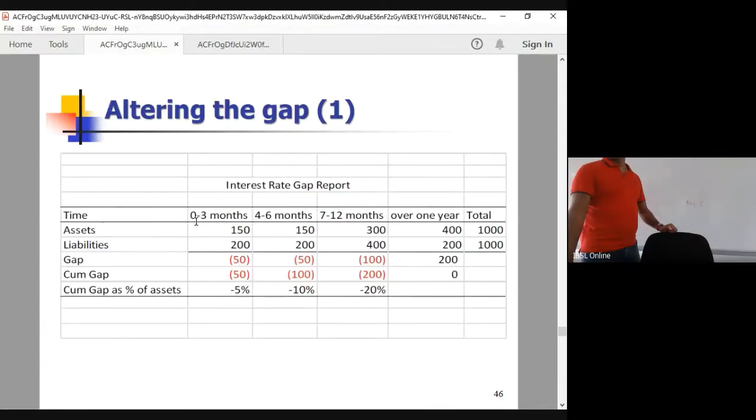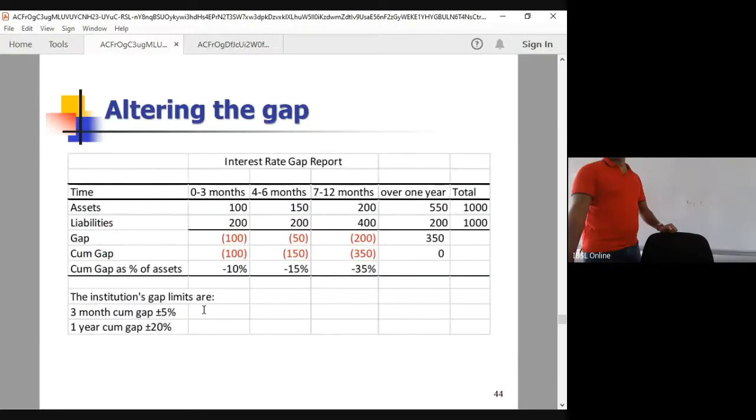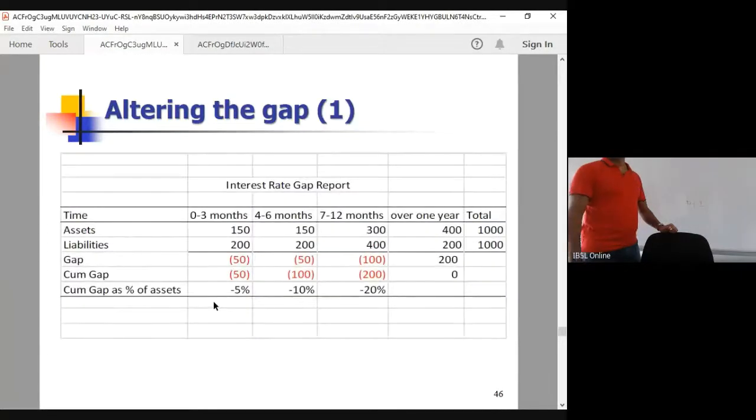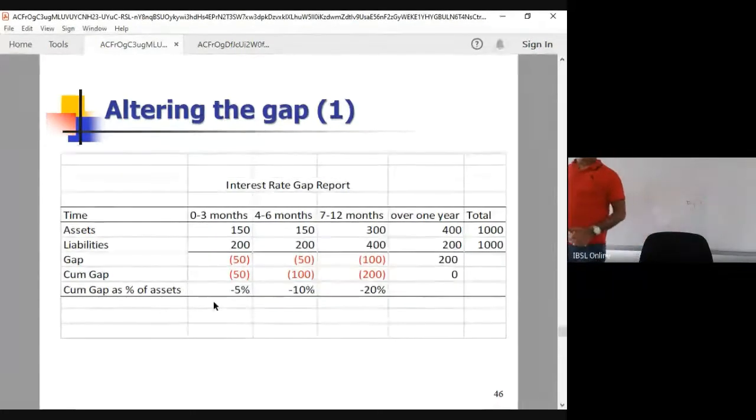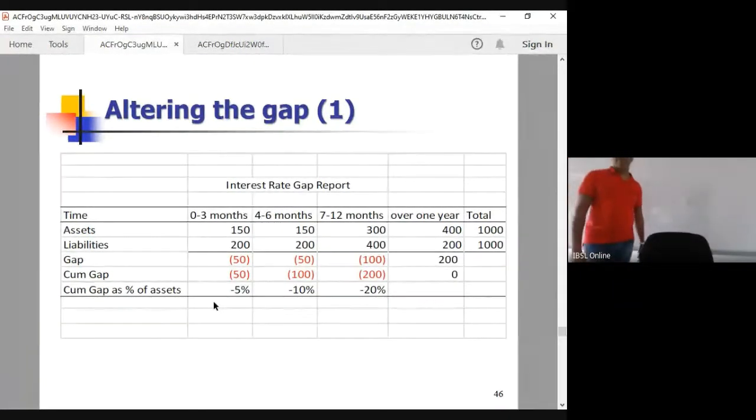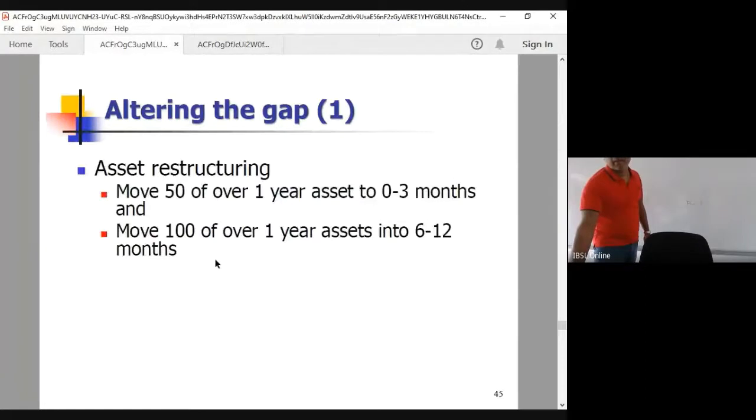Yeah. So after you do that, this is what your mix was. What I'm trying to say is, in this case, to get within these limits, what they have done is they have resized their balance sheet, or they have restructured their asset and liability mix in terms of tenors, and come within the limits that have been mentioned there, as you can see.